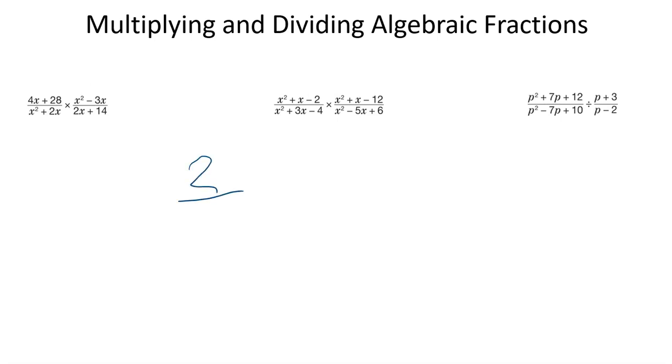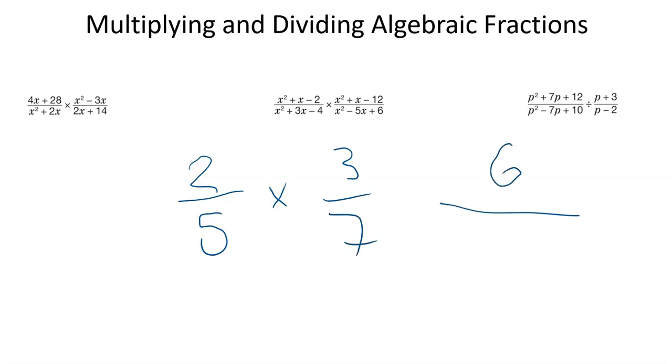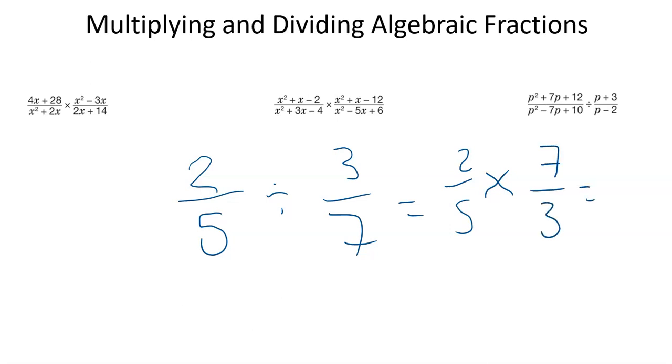So 2 over 5 times 3 over 7, we're just going to do the top times the top, which is 6, and the bottom times the bottom, which is 35, and that's nice and straightforward. What if we had it as a divide instead? Well, when you have a fraction divided by a fraction, you keep change flip. So you keep the 2/5, you change the divide to a times, and you flip the second one, and then you can just do 2 times 7 is 14, and 3 times 5 is 15, and there's your answer.